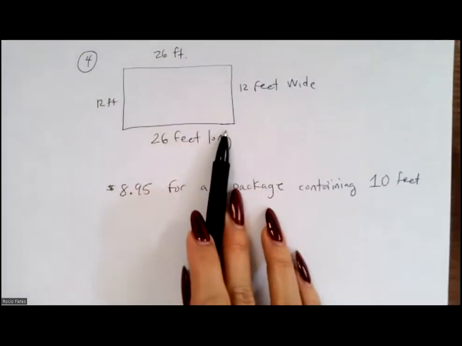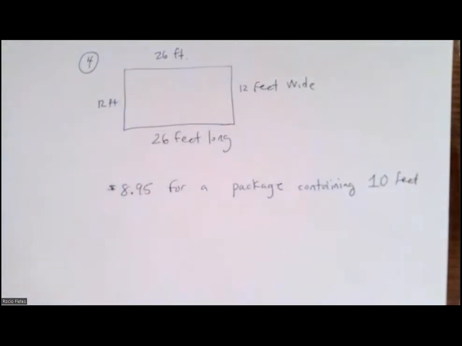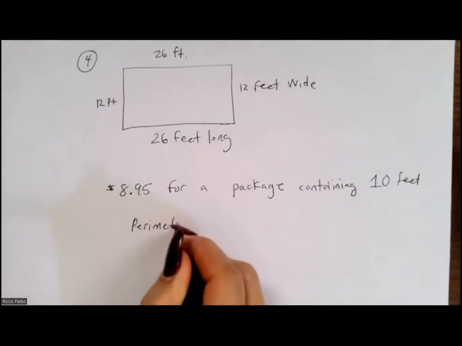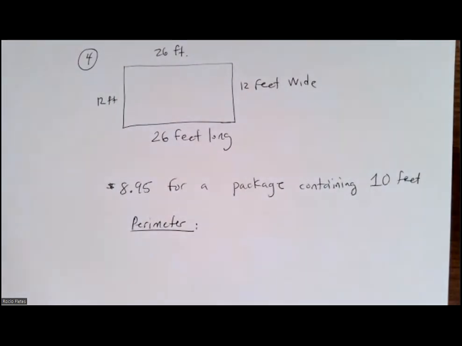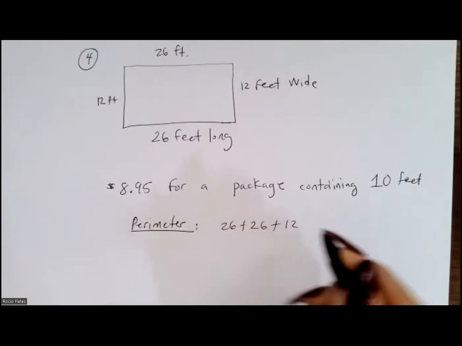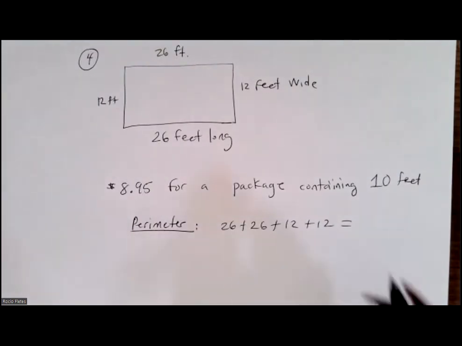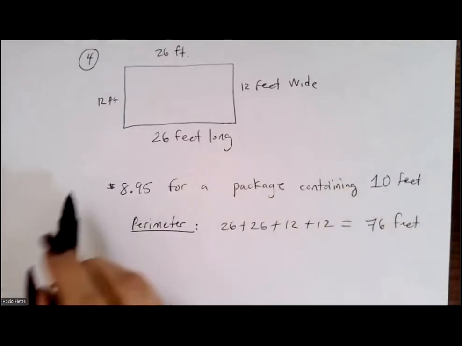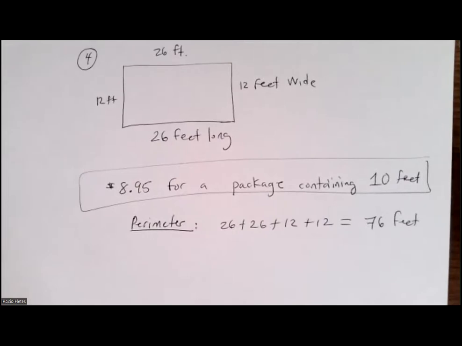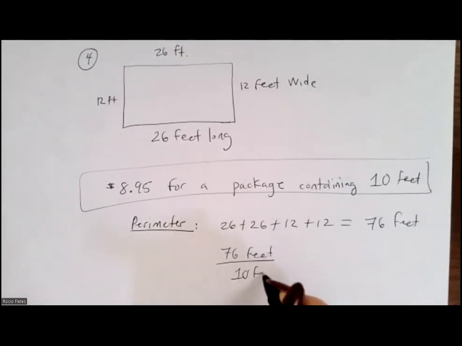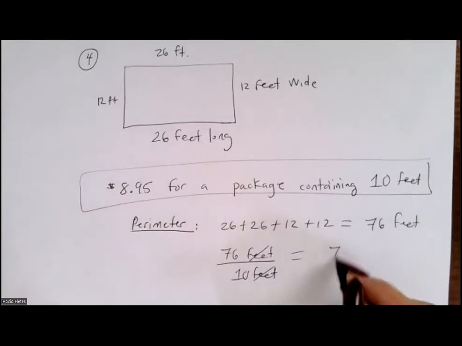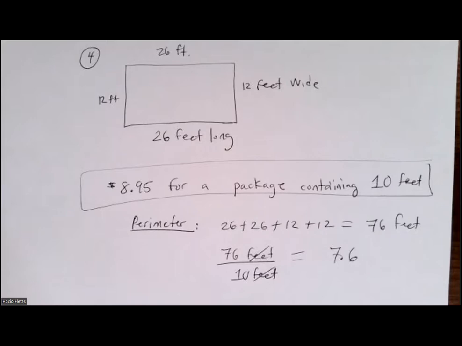So what is the total perimeter here? You want to find the perimeter, right? By adding all the sides. And so we have 26 plus 26 plus 12 plus 12, which gives me 76 feet. And one of these packages covers 10 feet, right? So when you divide 76 feet by 10 feet, to see how many of those you're going to need, you get 7.6, right? Well, you can't buy 7.6 packages, so you're gonna need 8 packages.